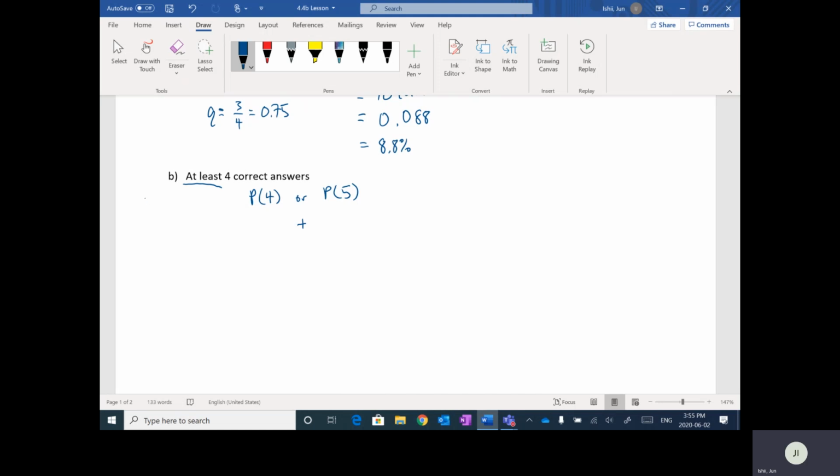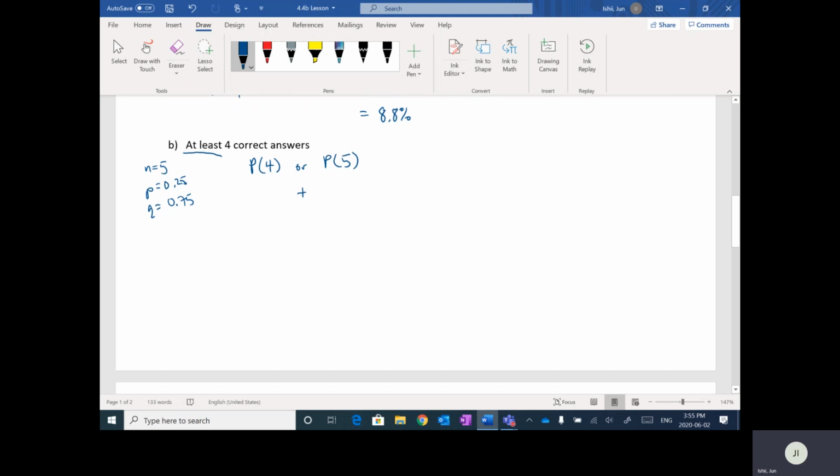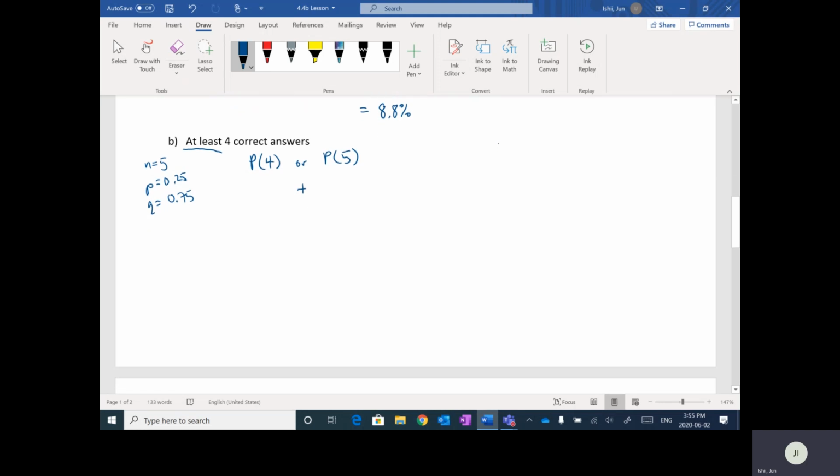Okay, so again, n is 5, p was 0.25, and q is 0.75. All right, and I don't want to keep scrolling back and forth. So what I'm going to do is just write the formula up here on the side. So n choose x, p to the x, q to the n minus x. All right. Cool. So if I sub these values in, n is 5.